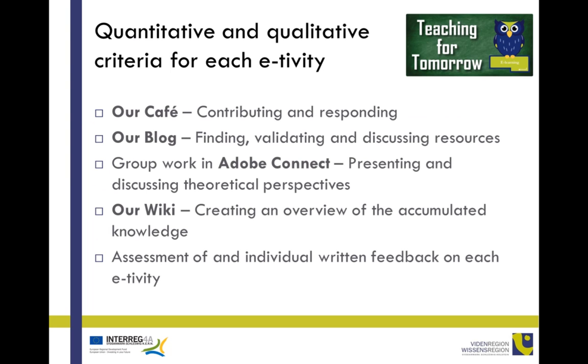In the first e-tivity, students had to contribute and respond to each other in a discussion forum. In the second e-tivity, students were to share and discuss online resources on the course topic in a blog. The third e-tivity was live online group work where students had to present and discuss theoretical perspectives. The final e-tivity was a wiki where students were to create an overview of all the knowledge accumulated throughout the course. The teacher looked through all contributions and gave the students individual written feedback on each e-tivity.